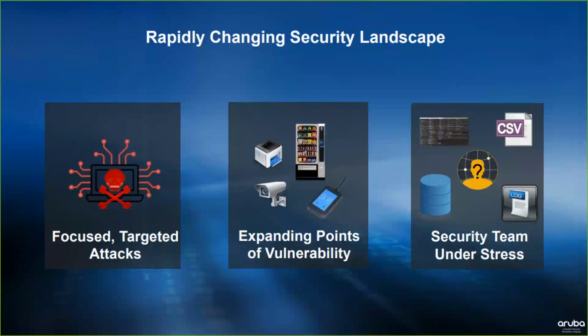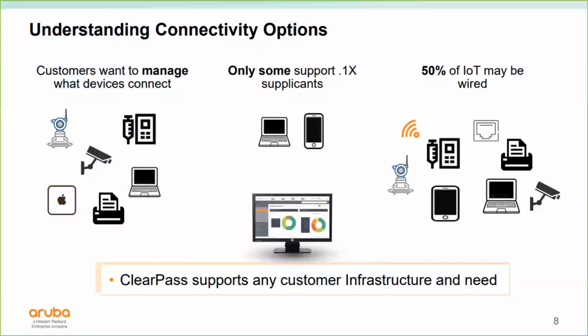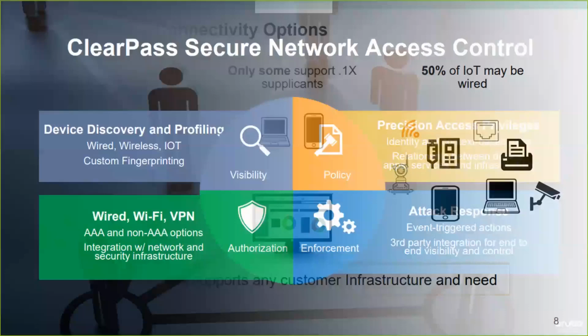they have proper visibility into the network. Now, a lot of devices may be connecting in different ways. Up to 50% of IoT actually might be wired. We have many wireless devices. Not all devices really support 802.1X. Some do, some don't. Customers really want to manage every device that's coming into the network, and more importantly, they also want the visibility of what those devices are so they can properly secure them. Now, ClearPass is going to support any infrastructure and need that we have for these use cases, so let's go ahead and get right into it.